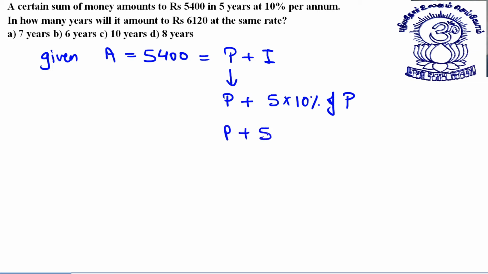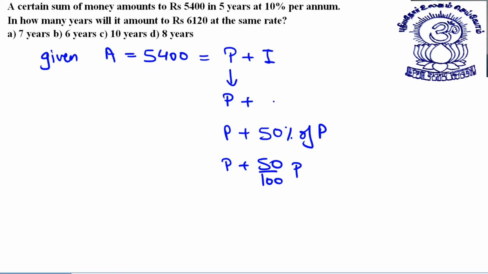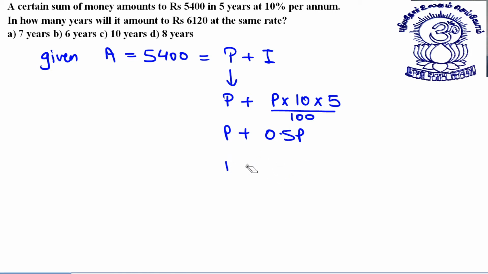So P plus 50% of P is equal to 1.5P. 50% of P means, dear students, P plus 50 by 100 P. Or if you want, I can write it in detail: P into R into T by 100. P into rate 10, time 5, divided by 100. This comes out to be 0.5P, or you can say 1.5P. This is equal to 5400.